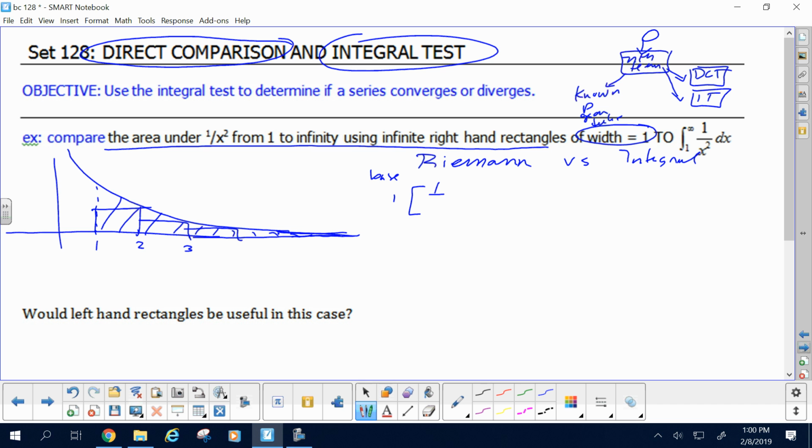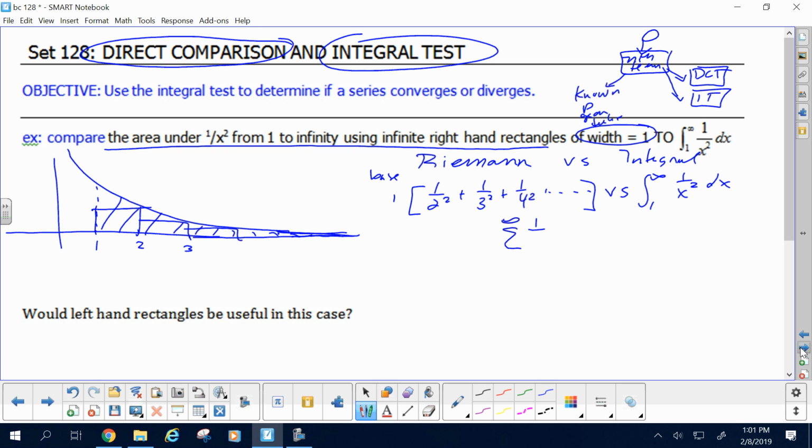It'll be 1 over 2 squared plus 1 over 3 squared plus 1 over 4 squared, and it would go further. Now if we compare that to the integral, it would be the integral from 1 to infinity of 1 over x squared dx. If I were to rewrite the left-hand side Riemann sum in a series notation, the 1 I could dump. And what is the general term for the series?